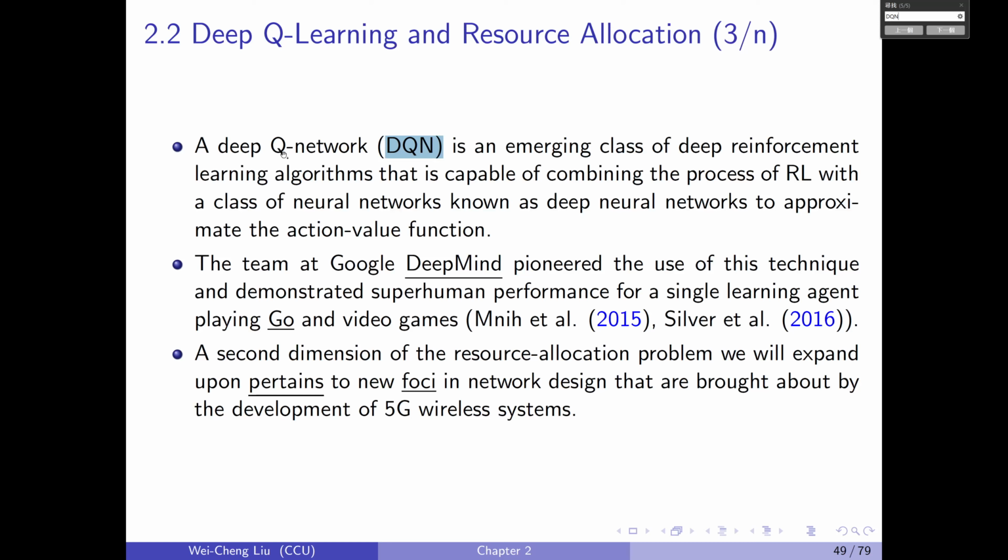A deep Q network, DQN, is an emerging class of deep reinforcement learning algorithms that is capable of combining the process of RL, that is reinforcement learning, with a class of neural networks. We have introduced what neural networks are in chapter 1. If you forget, please review the handout of chapter 1, known as deep neural networks, to approximate the action value function.